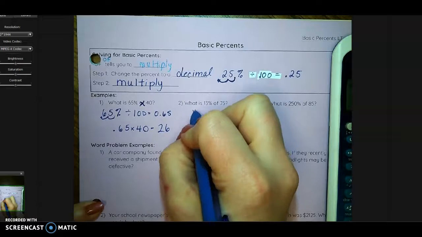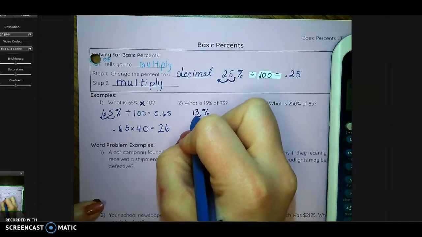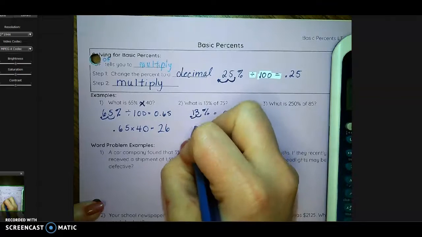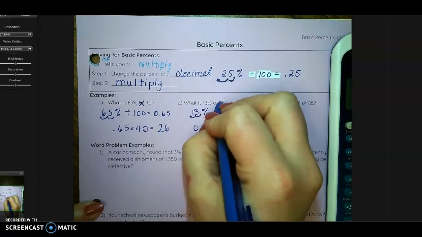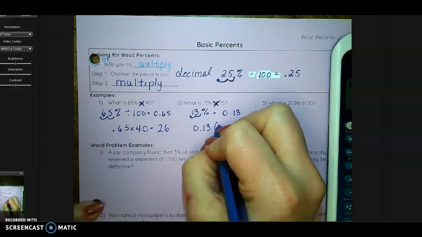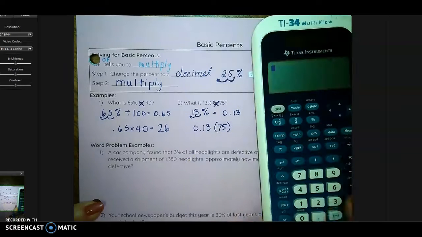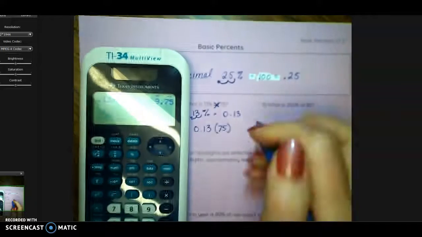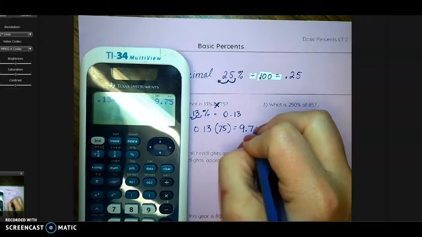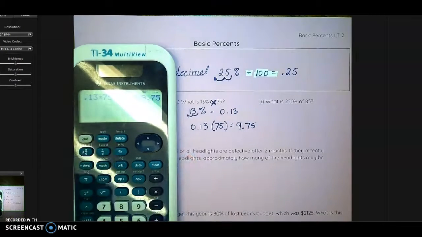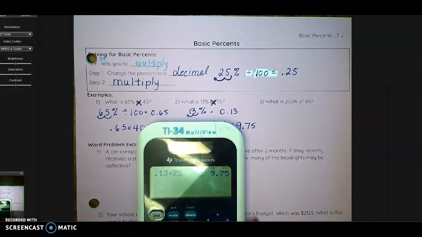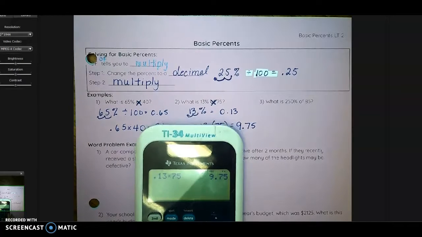Our next one is 13%. We're going to take that decimal and slide it over, so that's the decimal 0.13, or 13 hundredths. We're going to multiply, so 0.13 times 75. And I get a decimal as an answer, and that is okay. That would be like if I was trying to find 13% of $75, that would be $9.75. So it's okay to have decimals after there. I know a lot of kids that can throw them off.